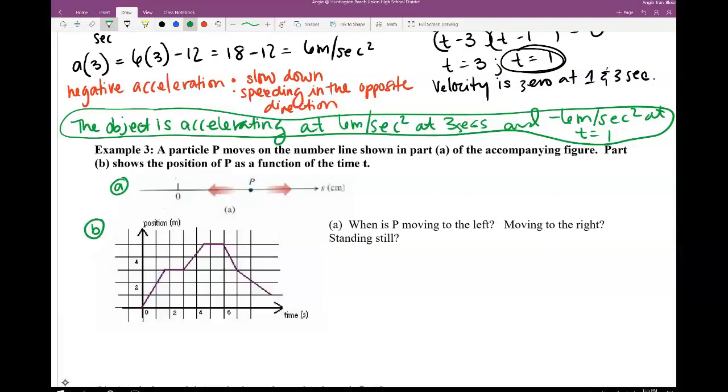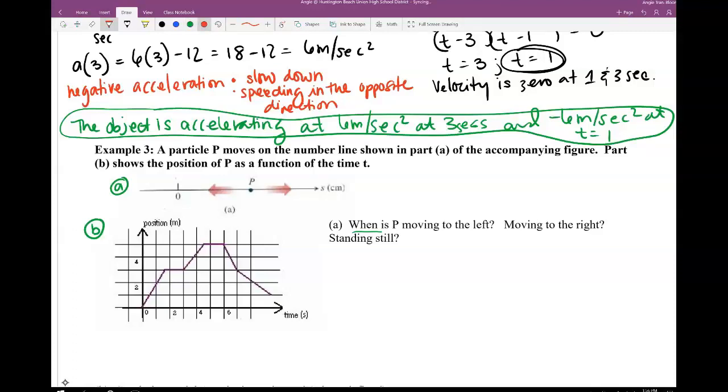Okay, so this is part A. It's the particle moves on the number line. So that's why we have a number line. Okay, it's moving back and forth, back and forth. And part B shows the position of P as the function of time t. So B is shown how high it is as time goes on. Okay, so letter A. When is P moving to the left, and when is P moving to the right, and when is it standing still? So let's talk about left, right, and standing still, okay?